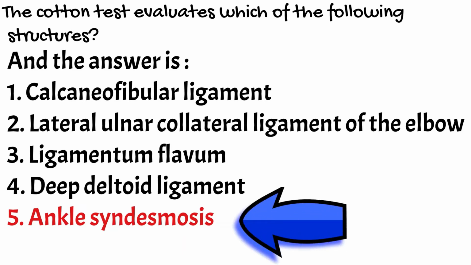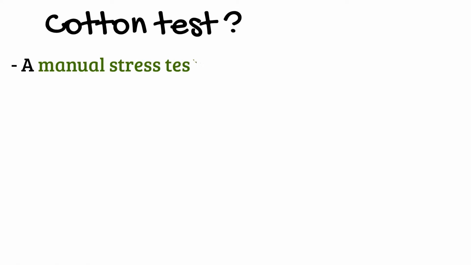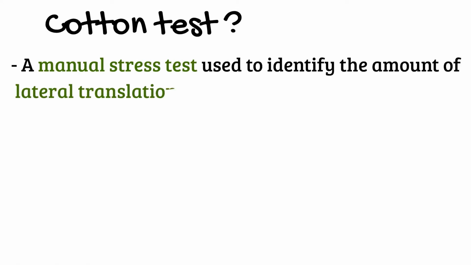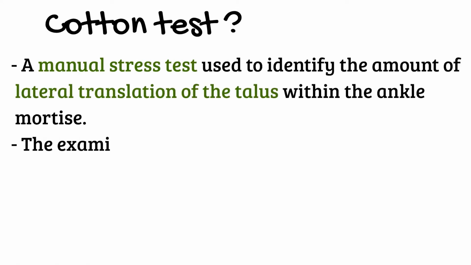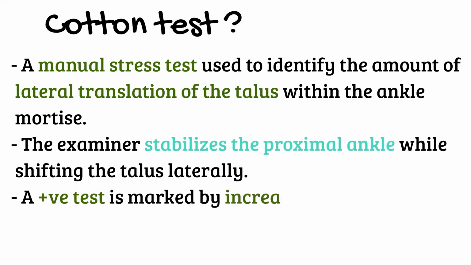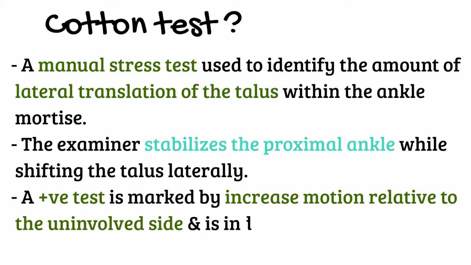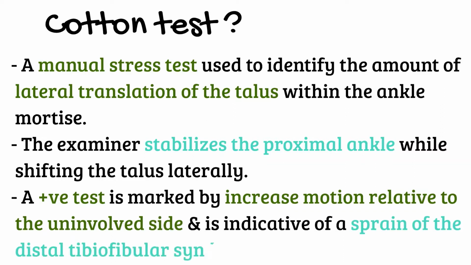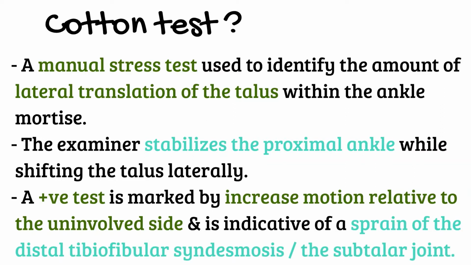What is the Cotton test? It is a manual stress test used to identify the amount of lateral translation of the talus within the ankle mortise. The examiner stabilizes the proximal ankle while shifting the talus laterally. A positive test is marked by increased motion relative to the uninvolved side and is indicative of a sprain of the distal tibiofibular syndesmosis or the subtalar joint.